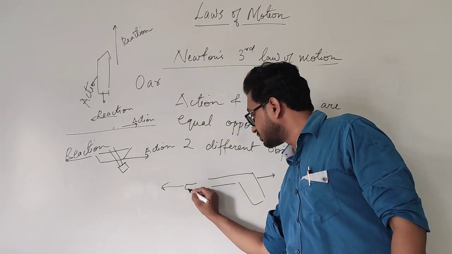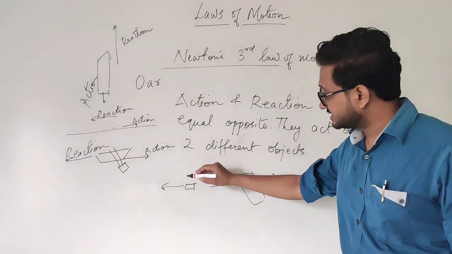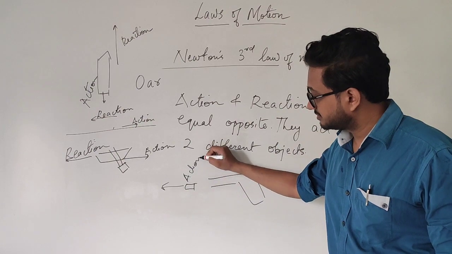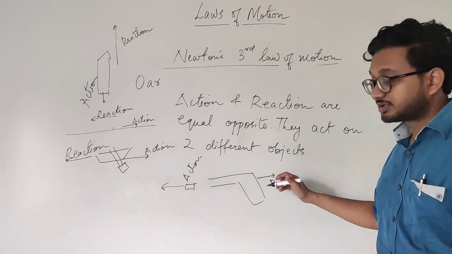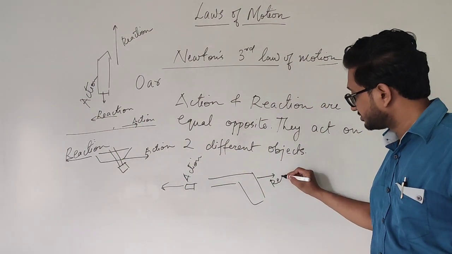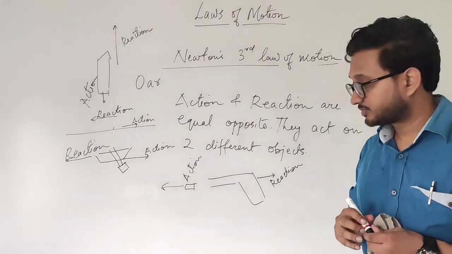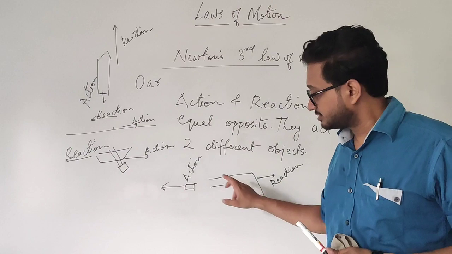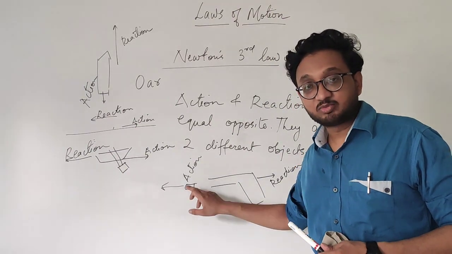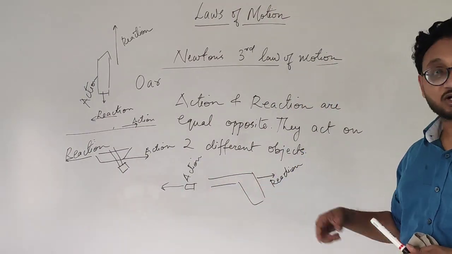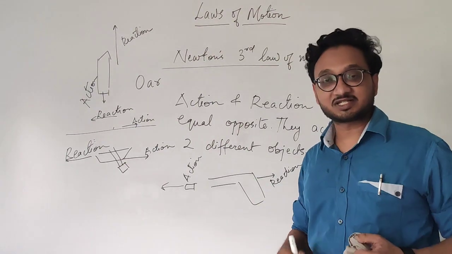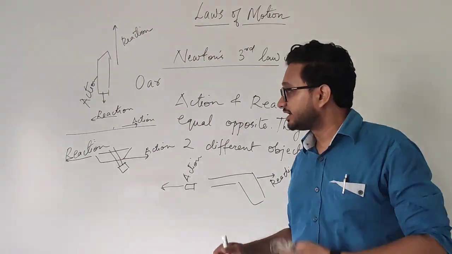So this is the bullet that is coming out. This is the action, and the reaction is the gun moving backwards. So who is doing the action? The gun is doing the action on the bullet, and the bullet is giving the reaction on the gun. Always remember this, that they happen on two objects involved.